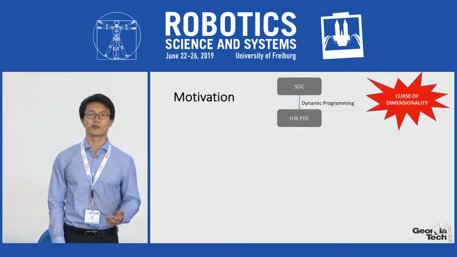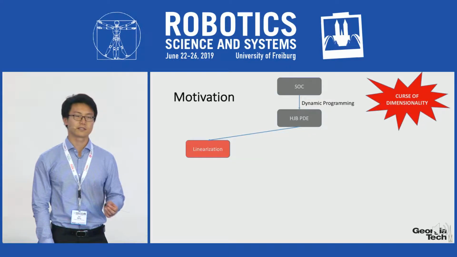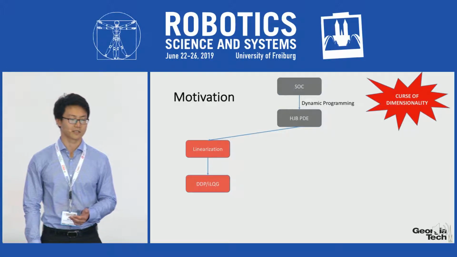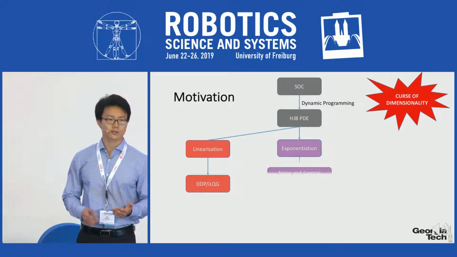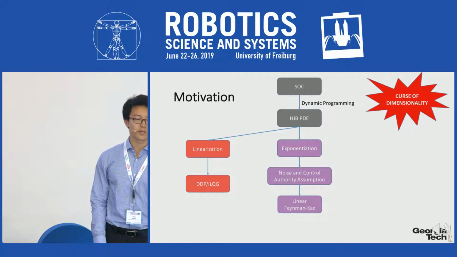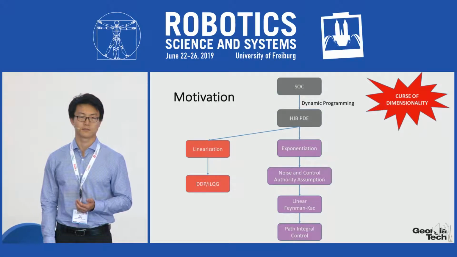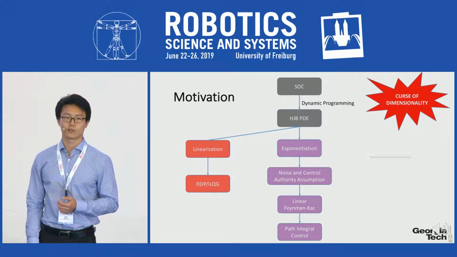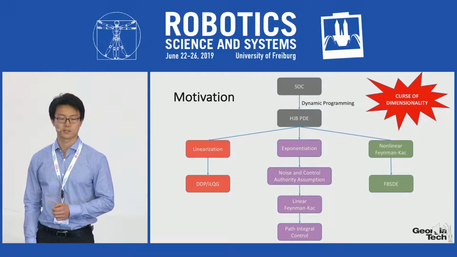The first approach is linearization, where both the value function and the dynamics are linearized, and this gives rise to a family of gradient-based algorithms like iLQG, which is very common in the robotics community. We can also exponentiate the HJB PDE, which also makes it linear. Then, under a certain assumption between noise and control authority, we can apply the linear Feynman-Kac lemma, which turns this linear PDE into a path integral, and this gives rise to sampling-based path integral control algorithms. The third approach, which is also the focus of this presentation today, utilizes the nonlinear version of the Feynman-Kac lemma, which turns the HJB PDE into a set of forward-backward stochastic differential equations.